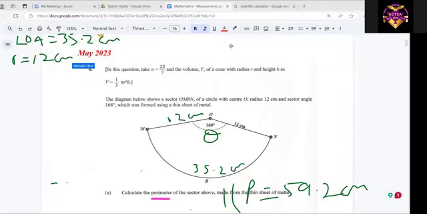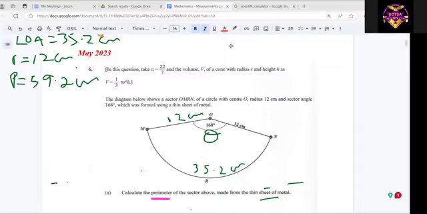And then, what's the other thing? Perimeter is 59.2. Okay, so I can take from here and head down.